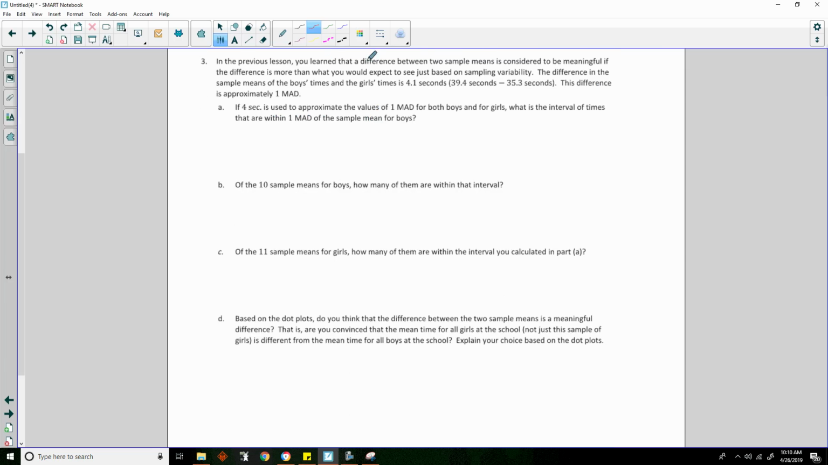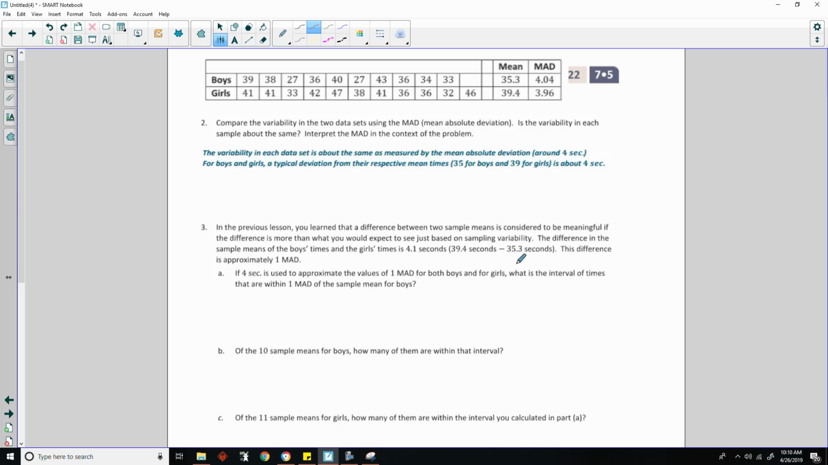Number 3, in the previous lesson you learned that a difference between two sample means is considered to be meaningful if the difference is more than what you would expect to see just based on sampling variability. The difference in the sample means of the boys' times and the girls' times is 4.1 seconds. That's 39.4 seconds, this number, minus the 35.3 seconds. So we're just taking the difference of the means, and it's 4.1 seconds. This difference is approximately one mean absolute deviation, 4.1, and mean absolute deviation was right around 4.